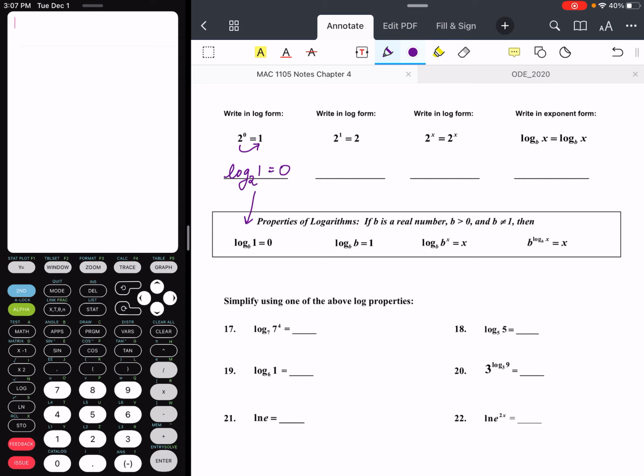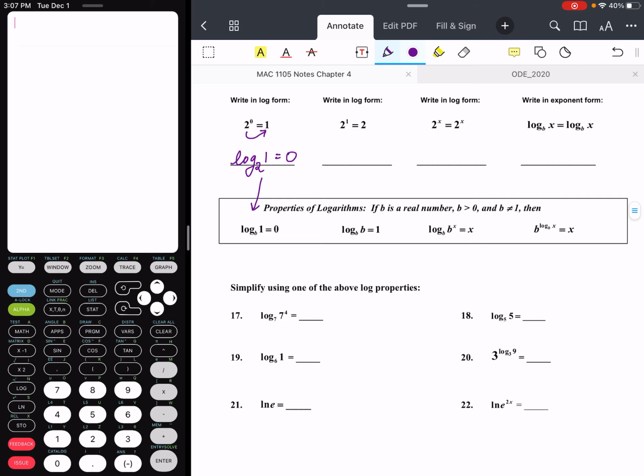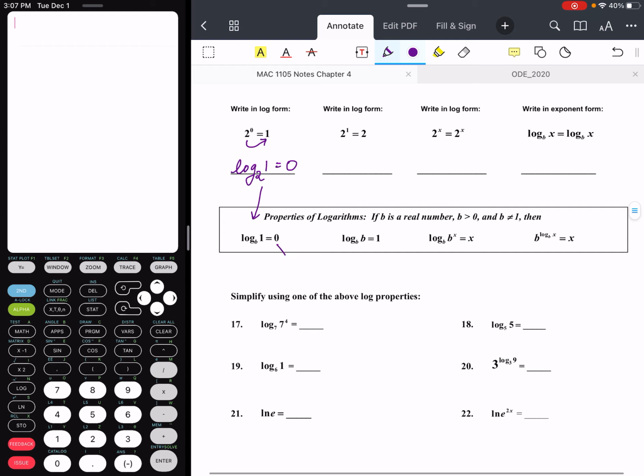Because any positive base raised to the power 0 equals 1, right? So 5 to the power 0 equals 1, 20 million to the 0th power equals 1. So if we think of it in exponential form, we know raising a base to the 0th power gives us 1. So flipping that into log notation, any logarithm base b of 1 is going to equal 0. Remember that a log is an exponent. So if the exponent is 0, raising a base to that power 0 is going to give us 1, right?